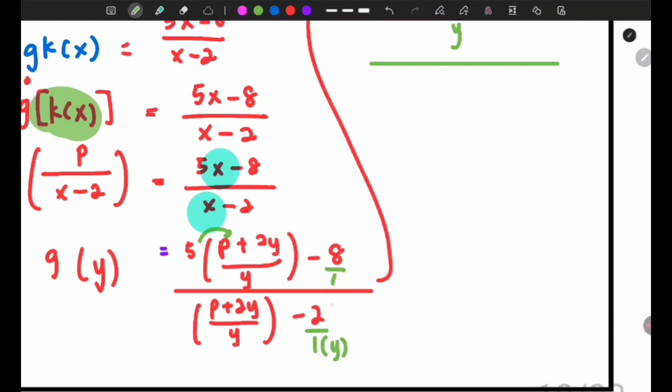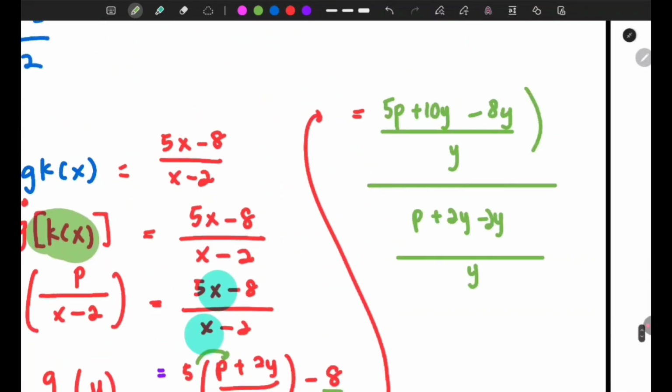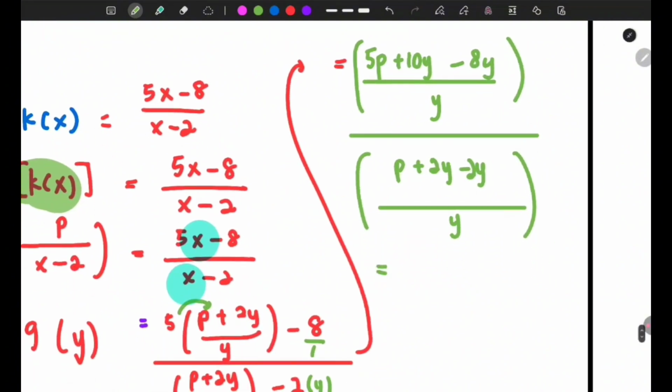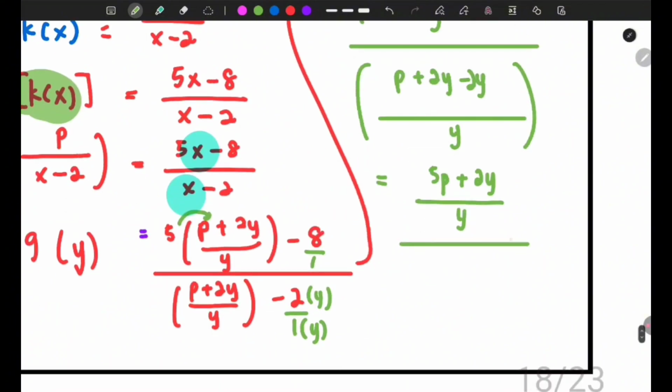And same thing, this one also over 1. So you times y, so you can combine the fraction together. So p plus 2y minus y, minus 2y, sorry. I put a bracket here so it's easy to see. So 5p, 10y minus 8y is how many y? 2y over y over 2y minus 2y, you can cut, left with p over the y. The remaining I copy.